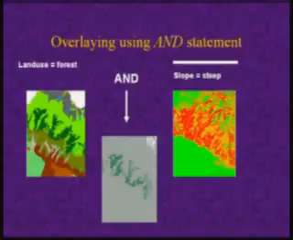Another simple example: if I have a land use map here and a slope map, and I want to generate a land use map showing the steep slopes. This red color is steep slopes. So it will show the forested areas where the steep slopes are.